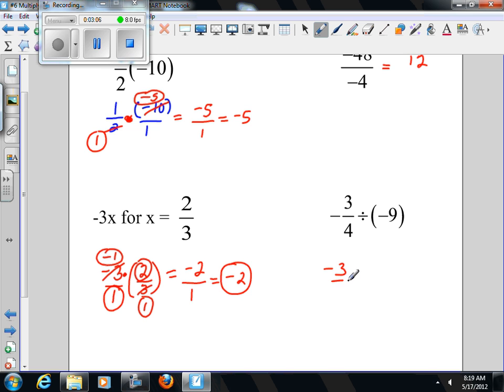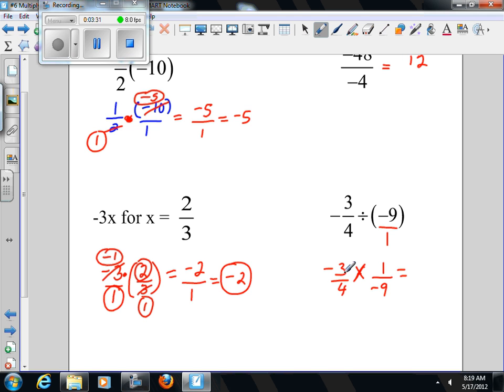Next, we have negative 3/4 divided by negative 9. Now, whenever you divide, you have to change your division to multiplication and take the reciprocal of the second fraction. Now remember, negative 9 is like having negative 9 over 1. So let's just change it around. We've got 1 over negative 9 now, where we're taking the reciprocal.